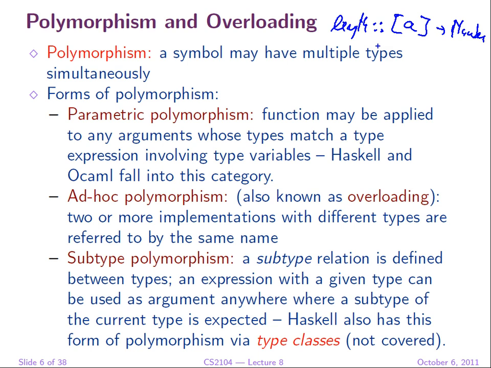And the length essentially says that its argument can be a list of anything, right? It's not a list of integers. It's not a list of characters. It's not a list of strings. It's a list of anything, right? And this actually makes length have many types. Any new instance of A will create a new type there, right? By this, we mean polymorphism. This kind of polymorphism is called parametric. We can see the type variable A as a parameter.